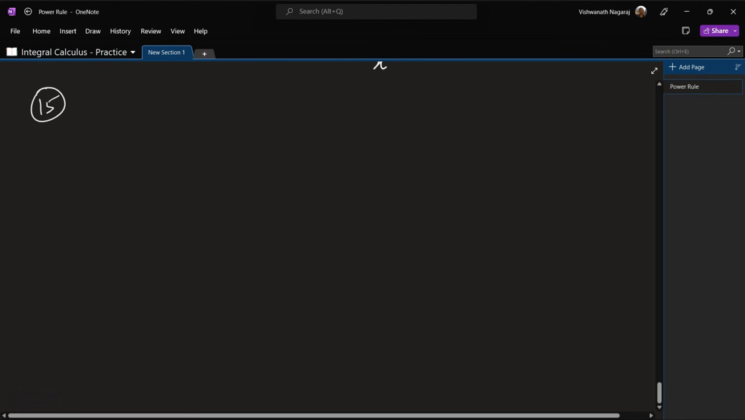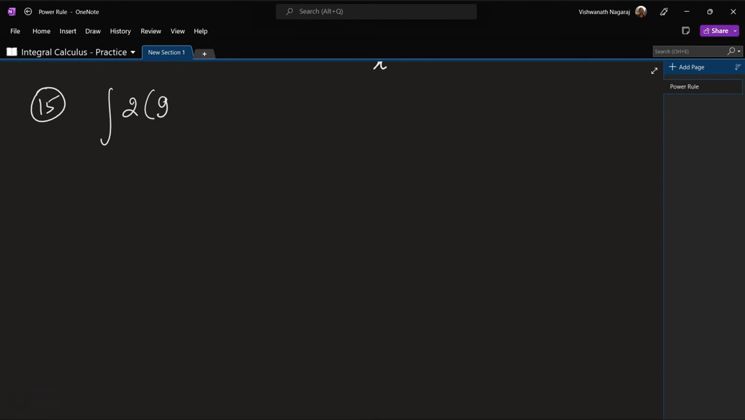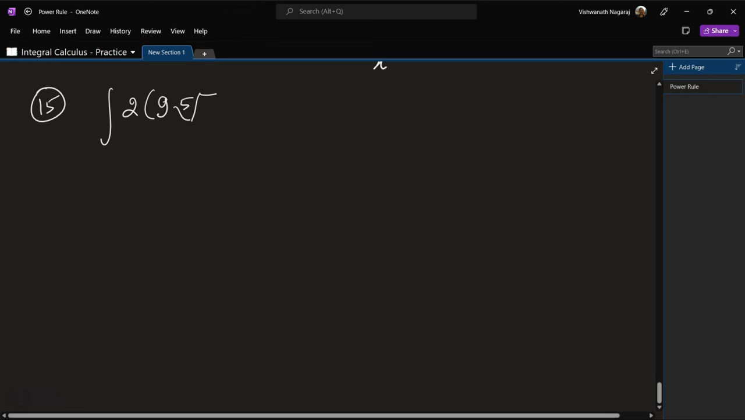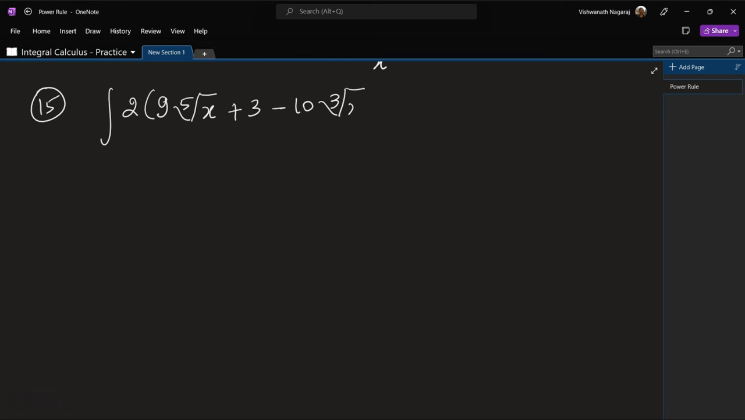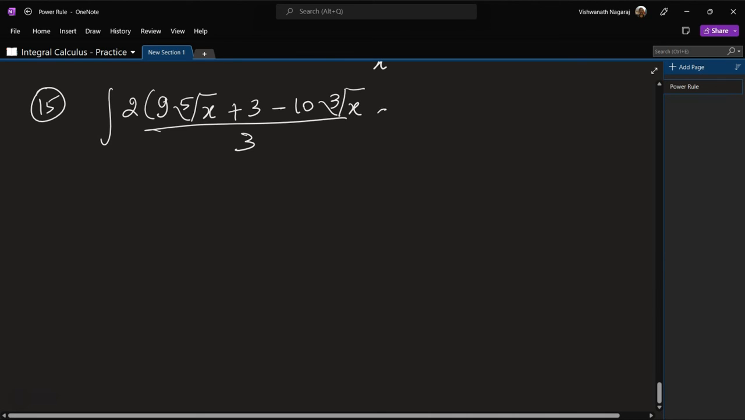15th one. Integral of 2 times 9 fifth root of x plus 3 minus 10 cube root of x by 3 dx.